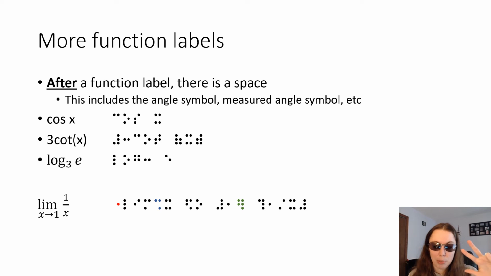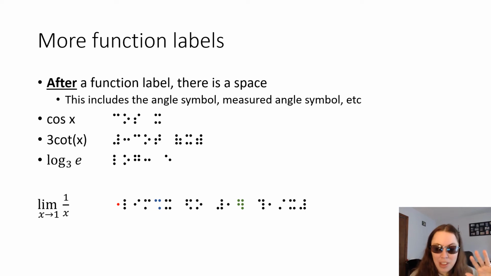I've got that in dark blue here. What's written underneath is x approaches 1. X approaches 1 is done with that short arrow, and that short arrow is a sign of comparison, so it gets spaces on both sides of it.